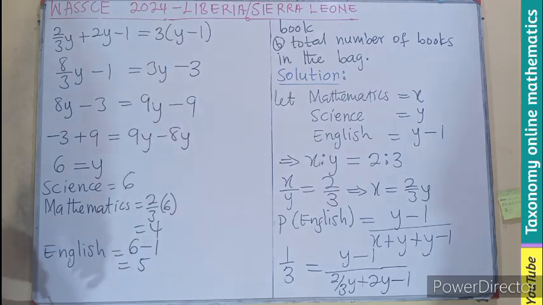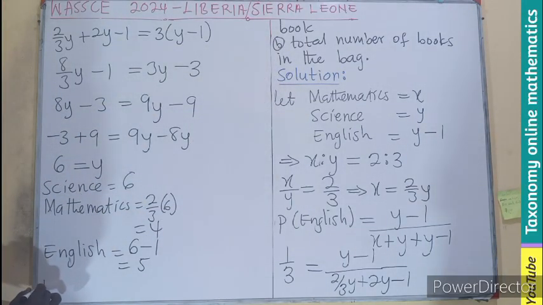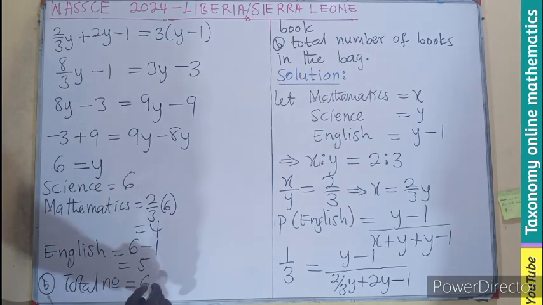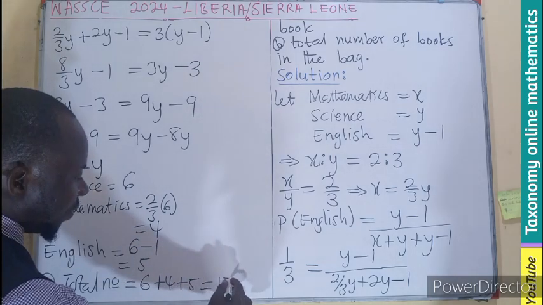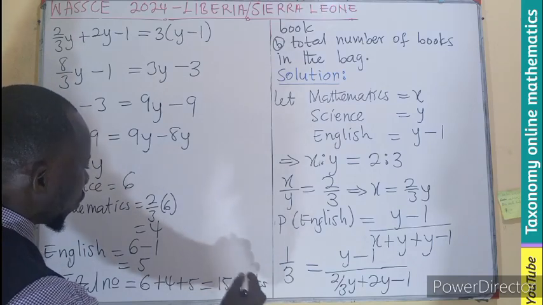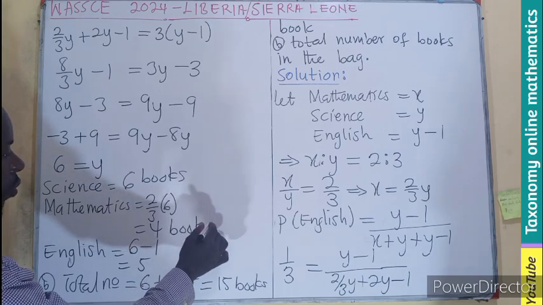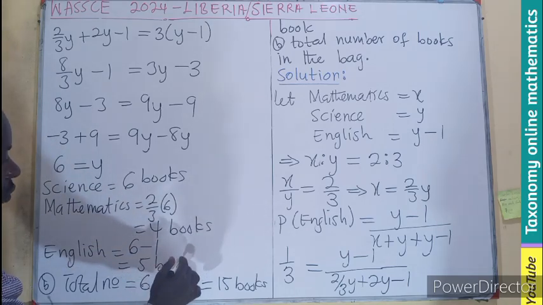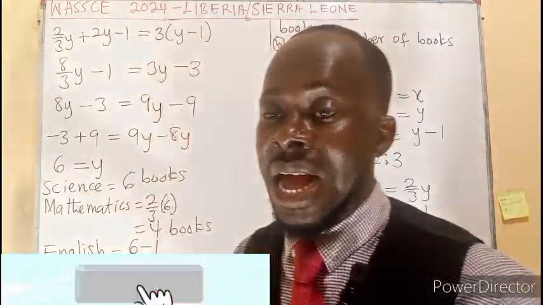So we are looking for the B part, which says find the total. The total number is going to be the first book 6, the second book 4, the third book 5. That will give you 15 books. So we can say 6 books, 4 books, and 5 books. So this is one way by which we can easily arrive at the answer.